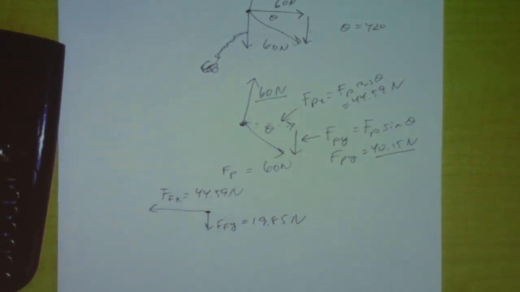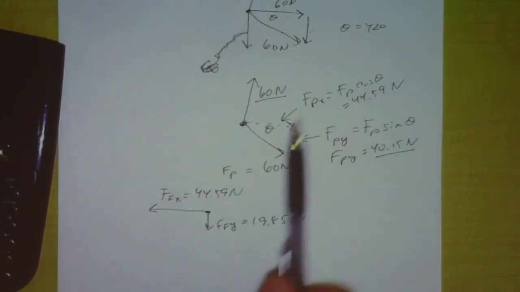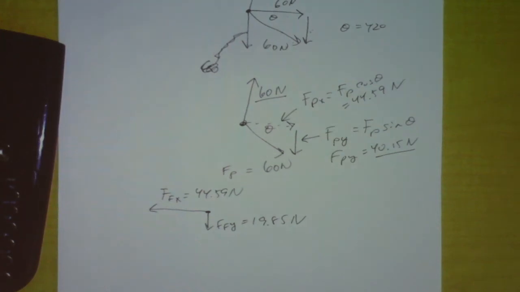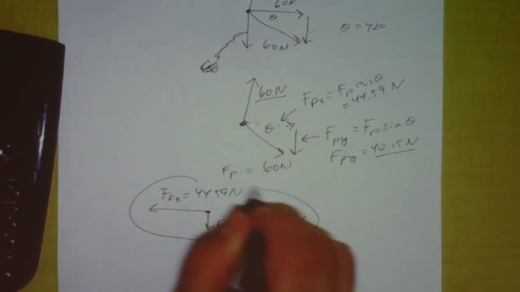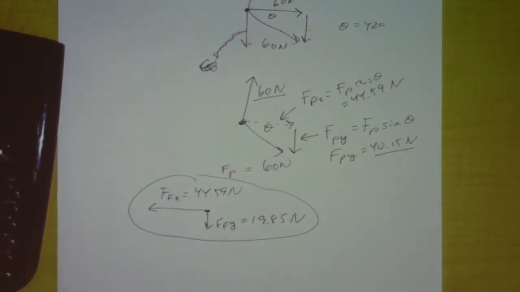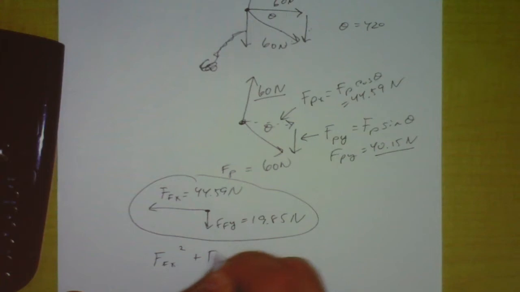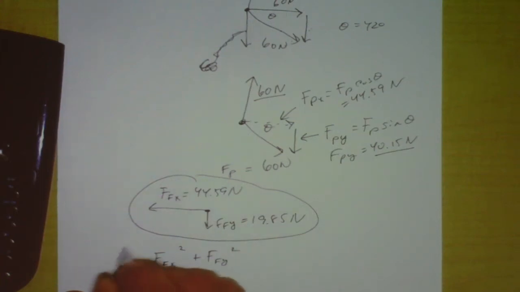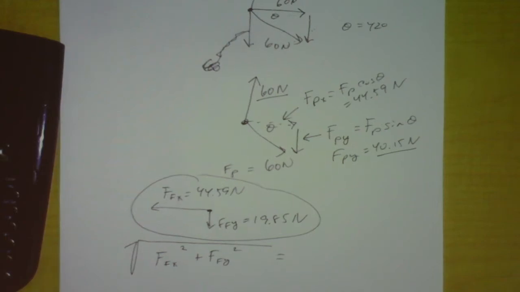And then when it says the sum of the forces is 0, whatever's up, 60 is up, 19.85, 40.15, that's down, those balance. And I've got 44.59 to the right, I've got to have the same amount to the left. So the net force from the femur, you've got to add those together. Now you can't just take the numbers and add them together. You've got to add them like this. Force femur x squared plus force femur y squared, and then take the square root to get the net amount. Okay, so without putting all the numbers in, that's the way to do it.